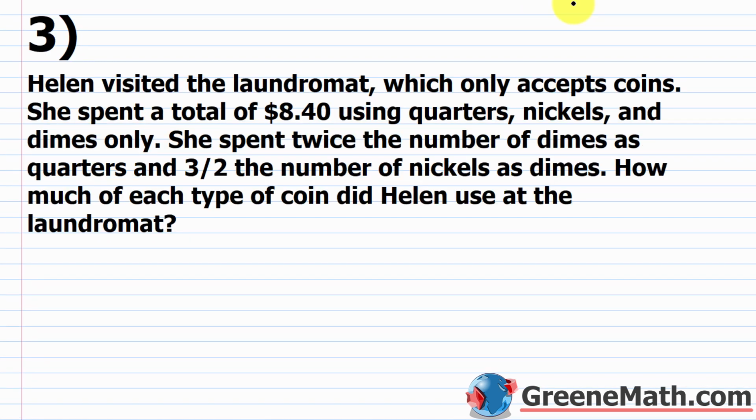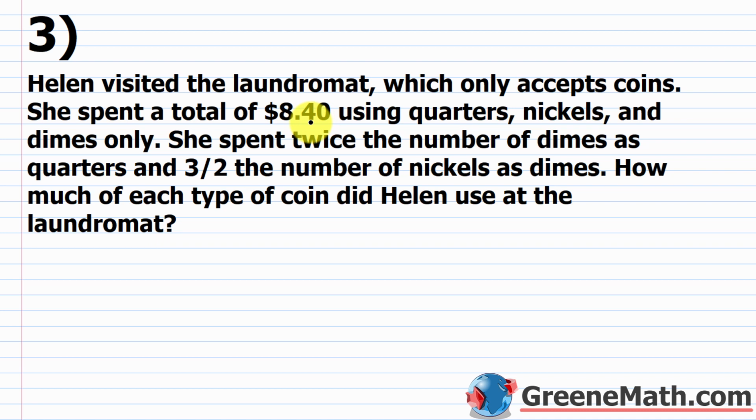All right, let's look at problem 3 now. So we have Helen visited the laundromat, which only accepts coins. She spent a total of $8.40 using quarters, nickels, and dimes only. She spent twice the number of dimes as quarters and 3/2 the number of nickels as dimes. How much of each type of coin did Helen use at the laundromat? So again, when I think about this guy, I'm given a total, it's $8.40, and I know I'm only using quarters, nickels, and dimes. So again, the same setup, but now we're using coins versus paper bills.